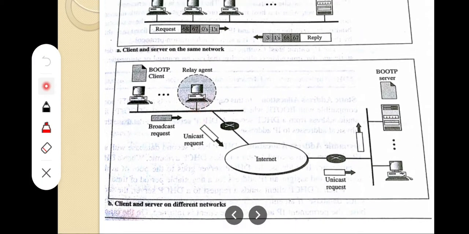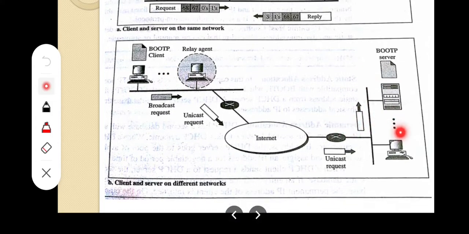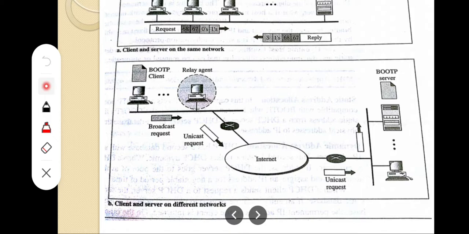But in another scenario, the client is in one network, and the Bootp server is in another network. In that case, the client will create a broadcast request, and it is being broadcast. But this broadcast request cannot be accepted by the routers available in that network. This broadcast request cannot be accepted by these routers.